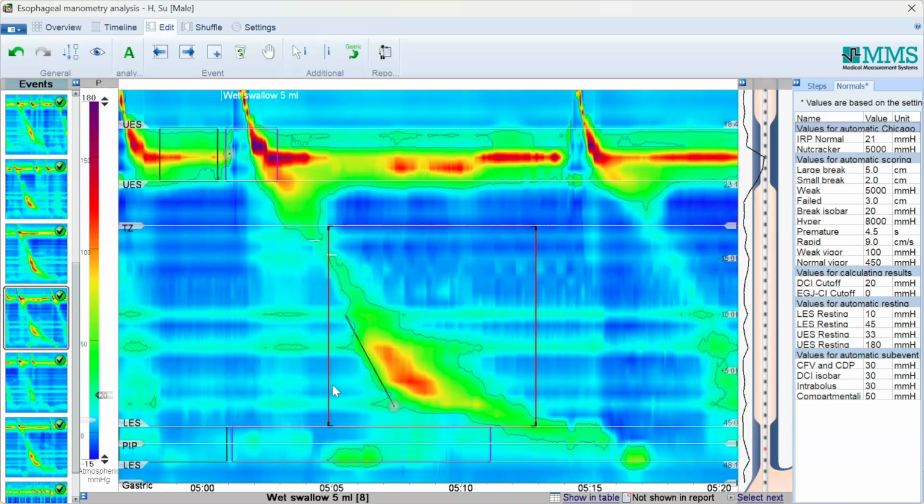Usually, if the position is very correct and the patient is cooperative, we can say that it's 10 minutes. That's all. Yeah, 10 minutes only.